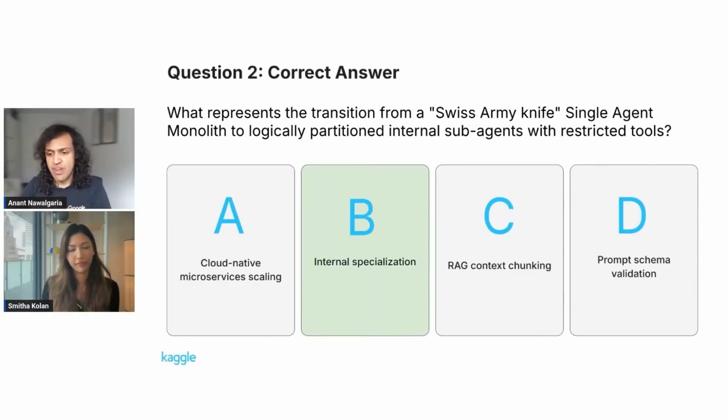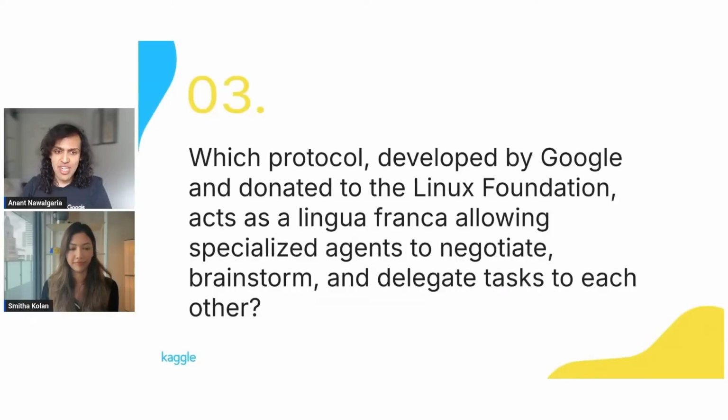And about spec-driven development, you'll learn a little bit about this in day 5. Stay tuned for that. All right, next question. Your next question is, which protocol developed by Google and donated to the Linux Foundation acted as a lingua franca, allowing specialized agents to negotiate, brainstorm, and delegate tasks to each other?